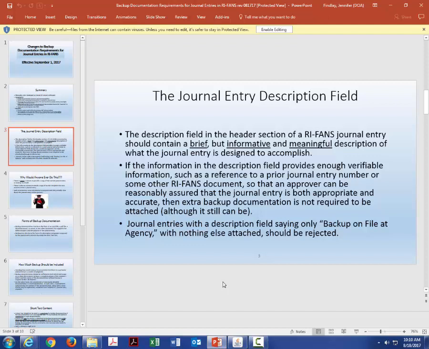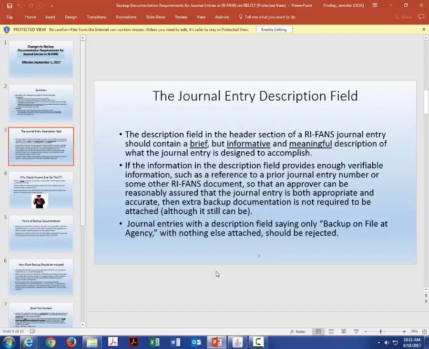First, to reiterate, the description field in the header section of a RIFANS journal entry should contain a brief but informative and meaningful description of what the journal entry is designed to accomplish. If the information in the description field provides enough verifiable information, such as a reference to a prior journal entry number or some other RIFANS document, so that an approver can be reasonably assured that the journal entry is both appropriate and accurate, then extra backup documentation is not required to be attached, although it still can be.